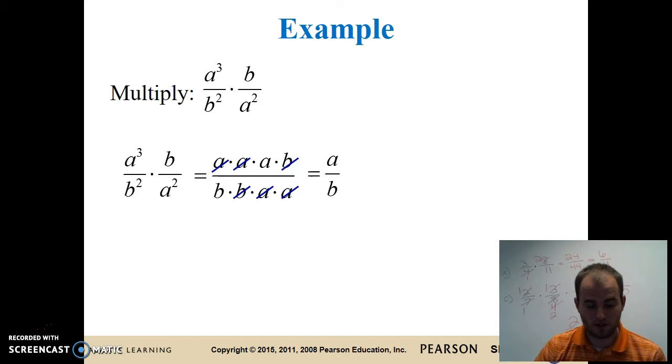All right, so why don't you try to do letter F on your paper? X squared over y times y cubed over x to the 5th. See if you can get that one, and please bring that into class.